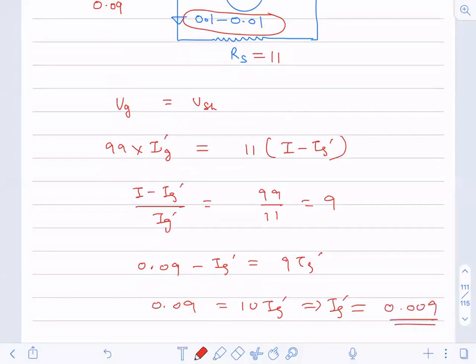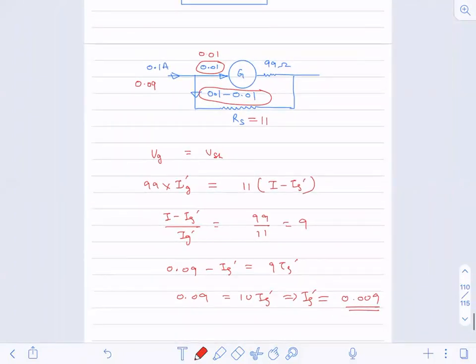0.009. Just see the current that will pass through the galvanometer. This amount of current will pass through the galvanometer. It will not show the full deflection. Why? Because full deflection was at this, but it is having this. Never will it show the full deflection. So if I have a lesser amount of current than this, you will not have a full deflection in it.